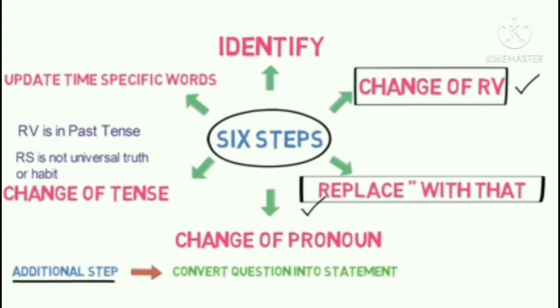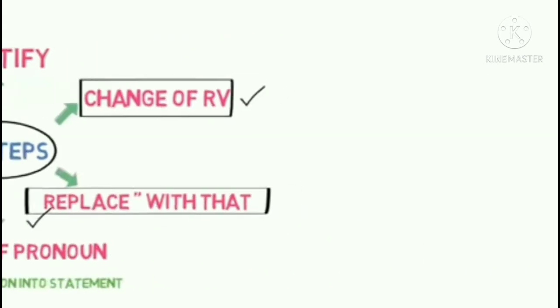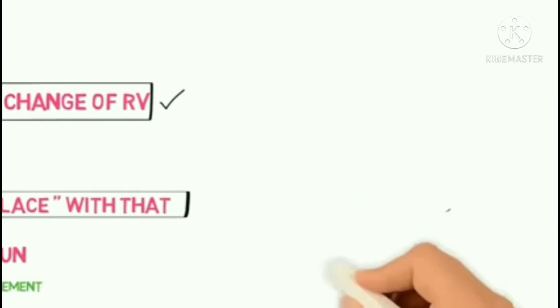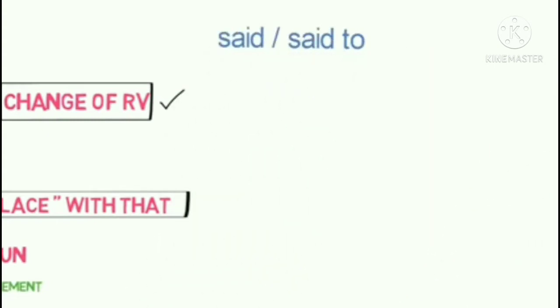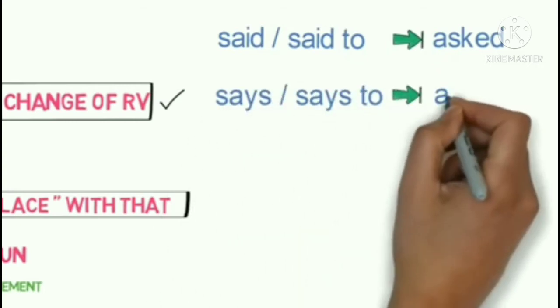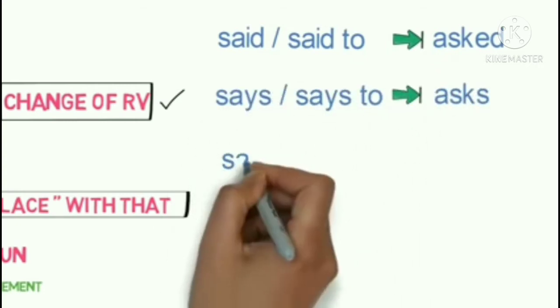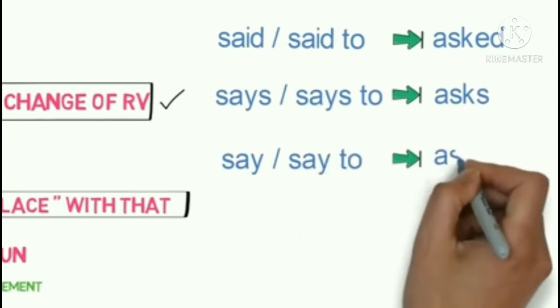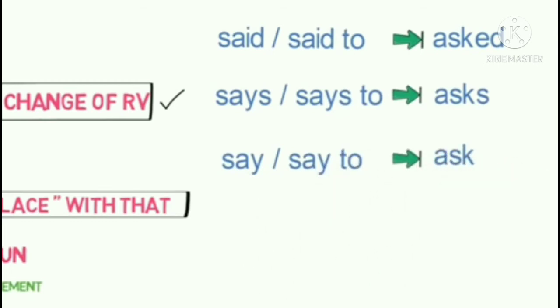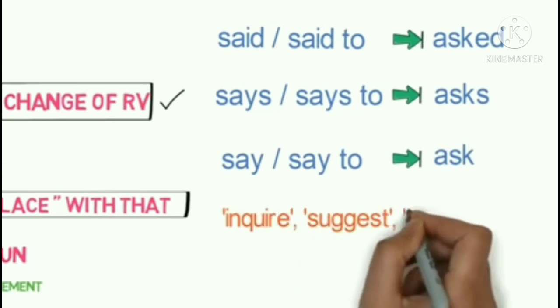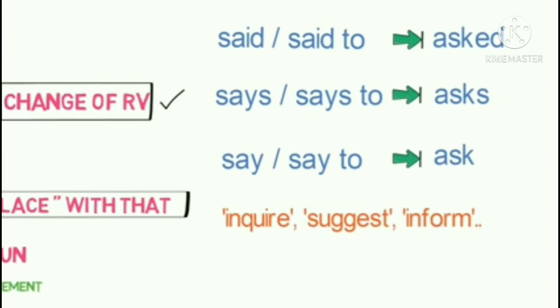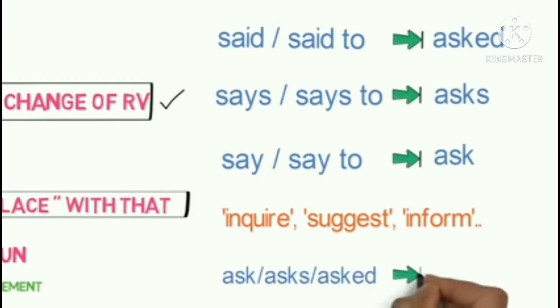Change of reporting verb. Said or said to is converted to asked. Says or says to is converted to asks, and say or say to is converted to ask. Other words like inquire, suggest, and inform can be used in the reporting verb. Also students, if ask, asks or asked is there, then there is no need to change the reporting verb.